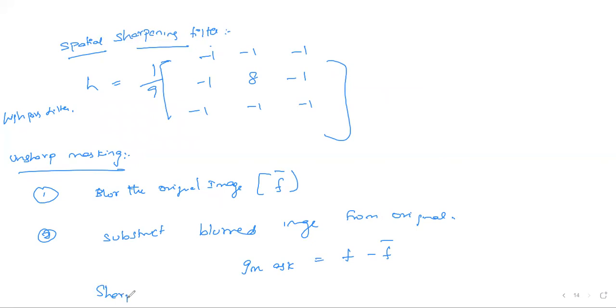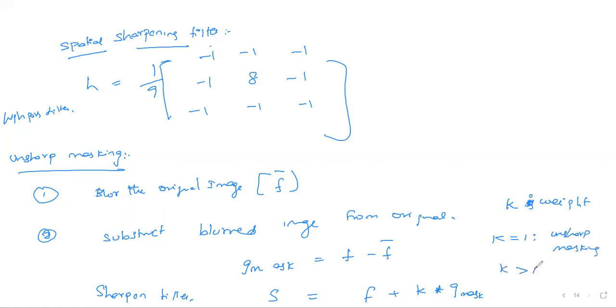Now sharpen the image. The sharpening filter is given as s is equal to f plus k times g_mask, where k is some constant or weight. If k is equal to 1, we call it unsharp masking. If k is greater than 1, we refer to it as high boost filtering.